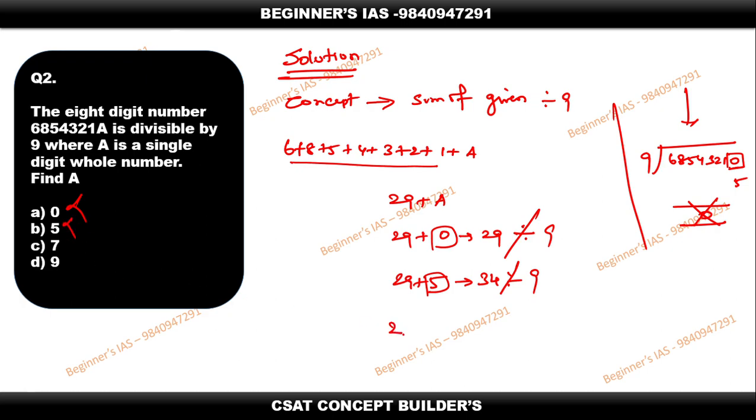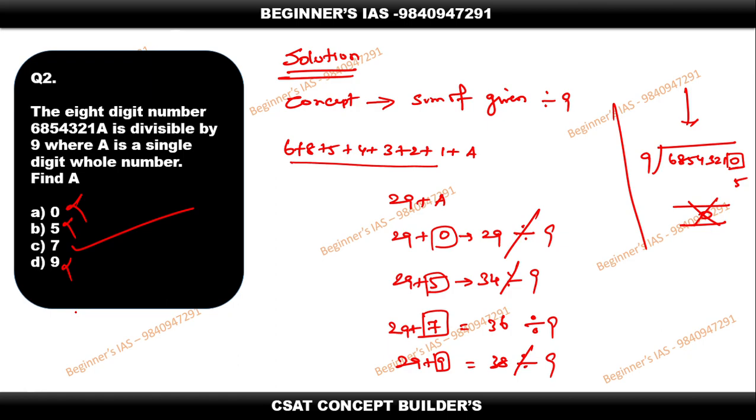You move on with 29 plus A, where A is now 7. So this is 36. Yes, 36 is divisible by 9. Therefore this is one possibility. Therefore the answer is C. If you want, you can check with 9. I am writing 9, therefore 38. 38 is not divisible by 9. Therefore this is also wrong. So the only option is C, where A is equal to 7, which is the right answer for this question.